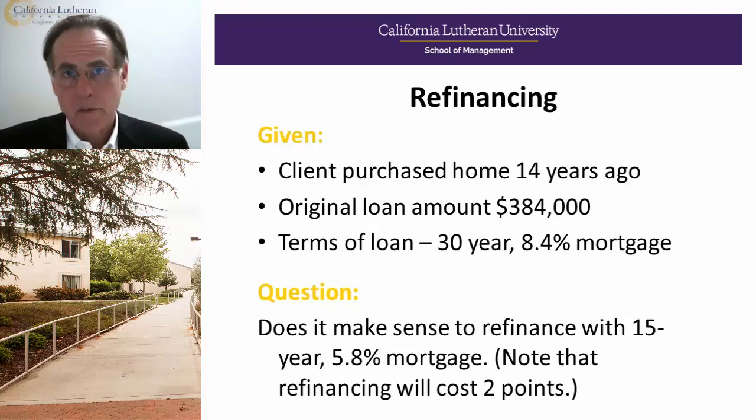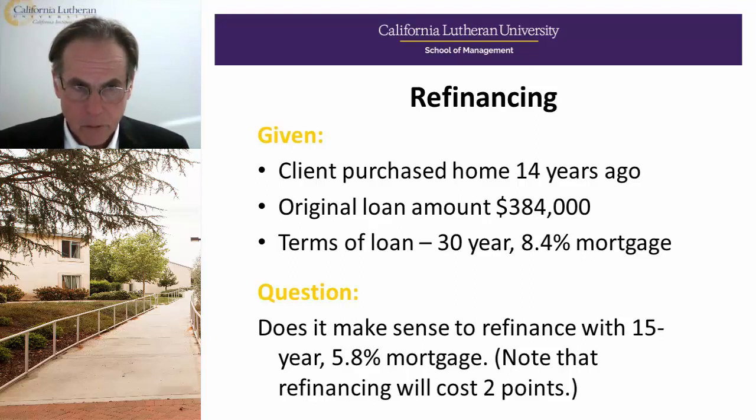Let's take a few moments and walk through refinancing, perhaps as a refresher from one of your courses, maybe you saw this in 591, 593. Given a situation where the client purchased a home 14 years ago, the original loan amount was $384,000. It's a 30-year loan, so 14 years ago, so there's 16 years remaining, right? And the cost of the mortgage was an 8.4% APR. Does it make sense to refinance with a 15-year, 5.8% mortgage in which there's points for refinancing, 2 points?